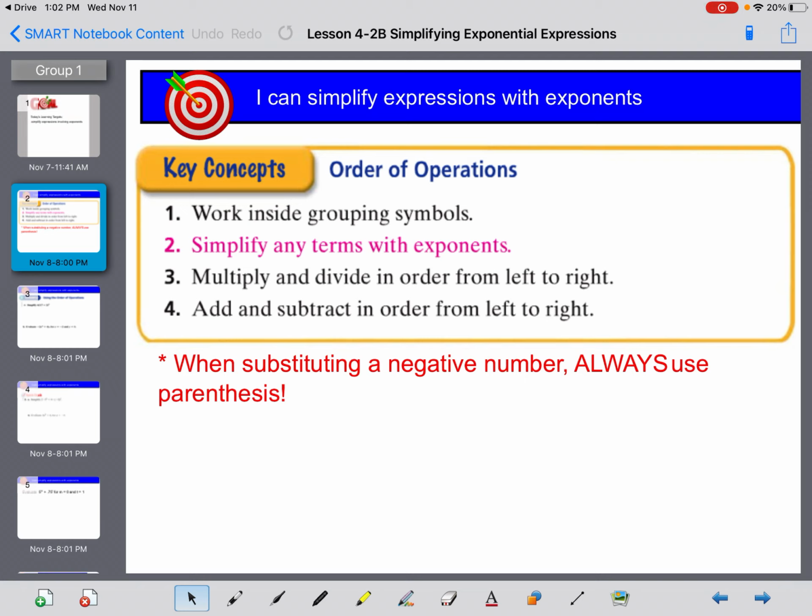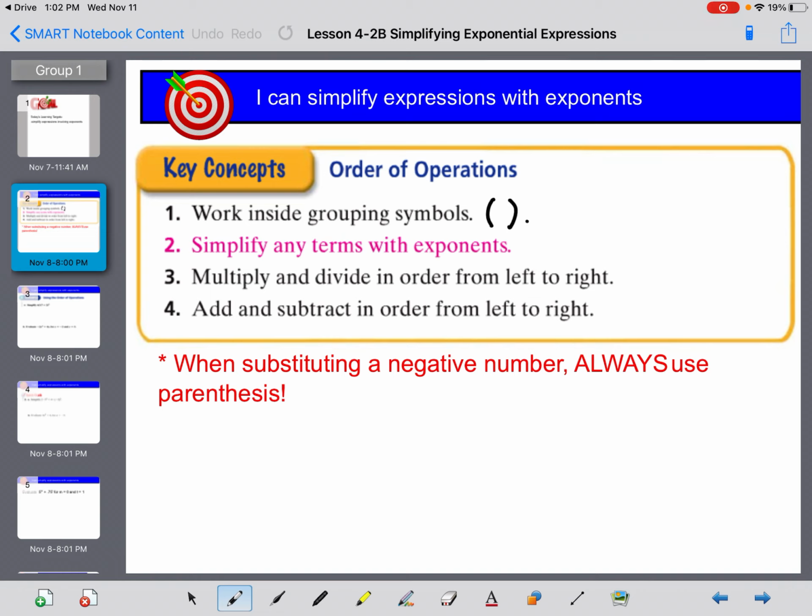Now, up until this point, with our order of operations, we've never had any that have had exponents in them, and that was very intentional. But today, we're going to be able to use all of the steps in the order of operations. Remember to start with your grouping symbols first.